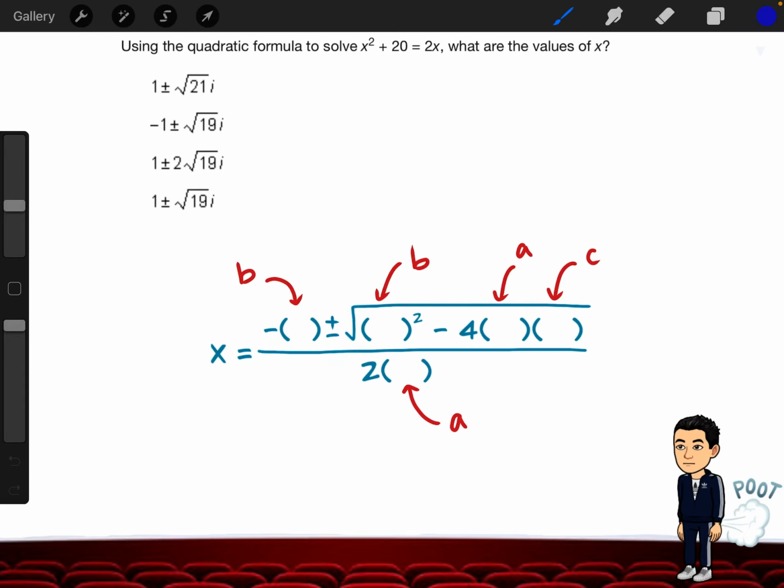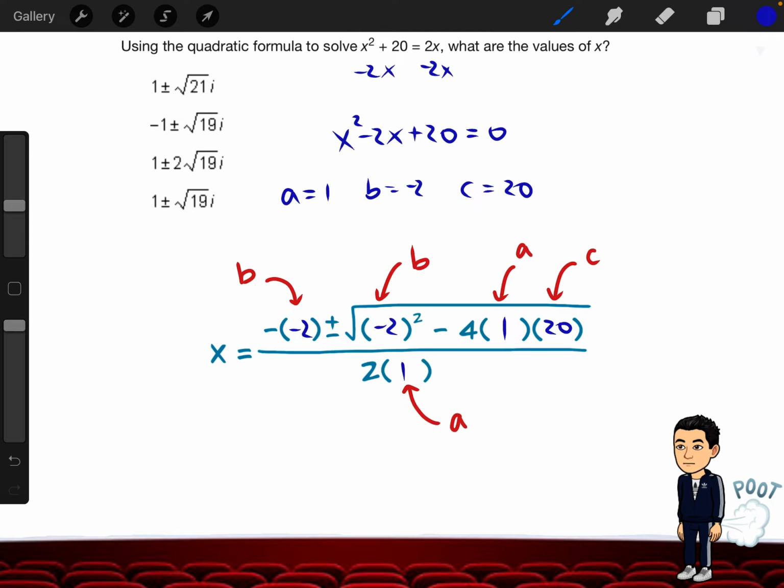All right, so similar question, right? So subtract 2x on both sides. Make sure you guys put the 2x in the middle. x squared minus 2x plus 20 equals 0, which means that your a value is equal to 1, b value equals -2, the c value equals +20. Okay, so let's just plug in the 1 for a, and I'm plugging the -2 for b, and then put 20 for c. Go ahead and solve for it.